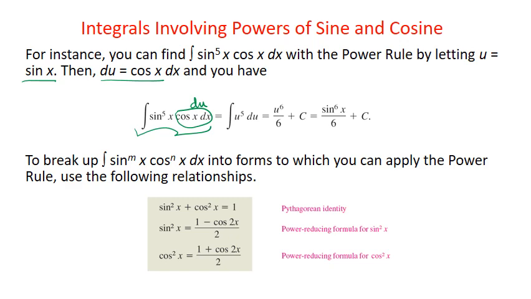Okay, so those are the things that you'll want to try to identify. If you have sine of x times cosine of x to some powers, then think about different ways you can break this up in order to integrate easier. So here are a couple of different identities for you to remember. This Pythagorean identity is one that students often remember, but the power reducing formulas are not as easy to remember, so you might want to jot those down so that you can recall those.